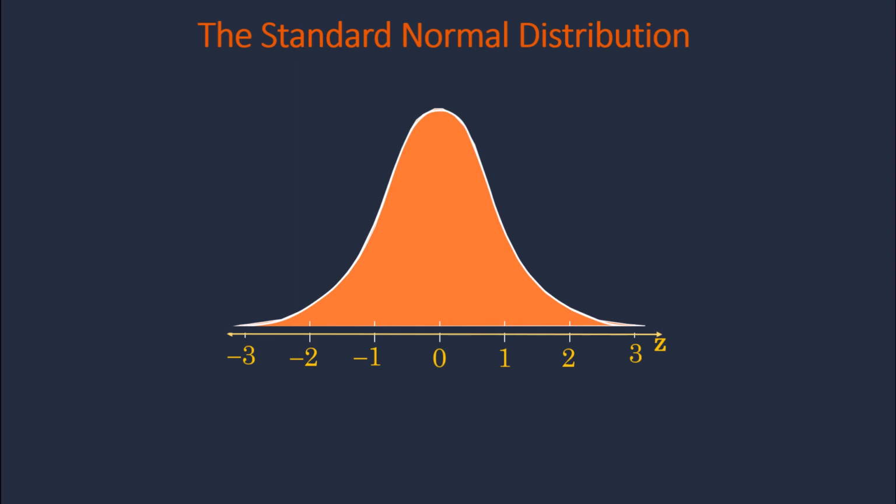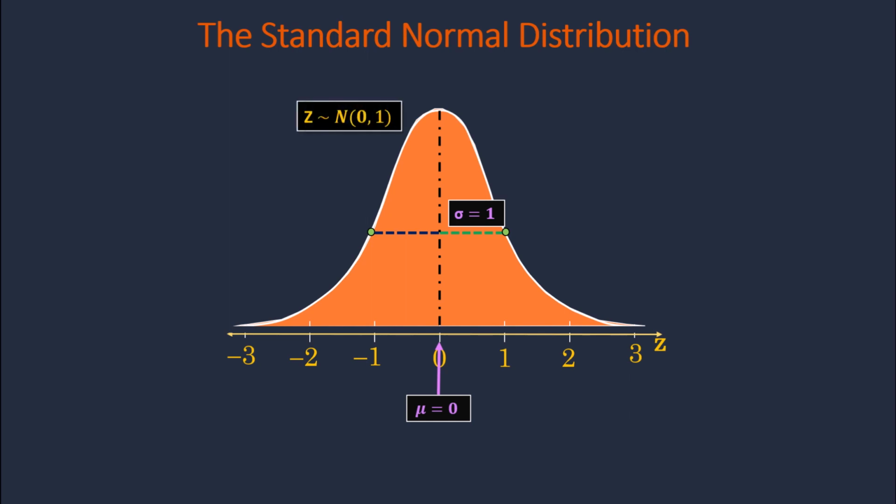As you see here, the density curve is symmetric around the 0. Therefore, the mean of the standard normal distribution is 0. How about the sigma, the standard deviation? It is 1. Since the horizontal axis represents the z-scores, we can write z as a normal distribution with mean 0 and the standard deviation 1.